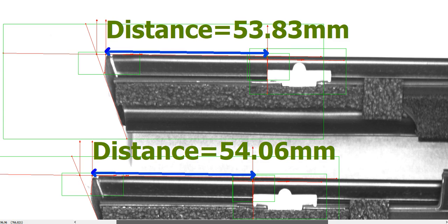So this is the setup for measuring the edge of the clip to the end of the part, which is represented by this blue line. So that shows where the measurement is being made. Then of course the distance is shown.